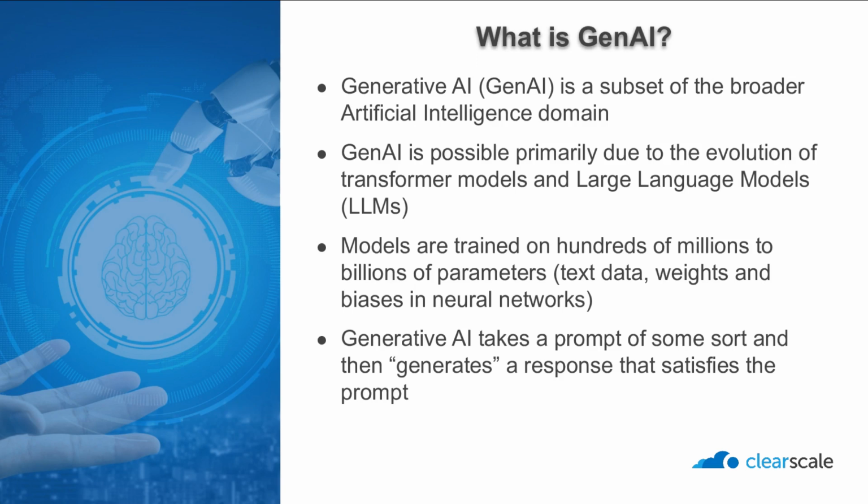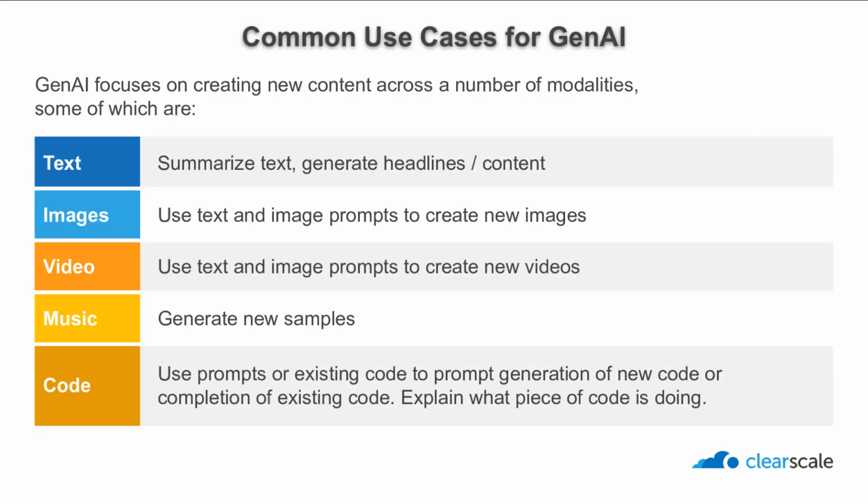And then finally, generative AI takes a prompt of some sort, usually a way for us to interact with the model, to tell it what we're looking for, to quote unquote understand the intent of what we gave it, and then come back with a satisfactory response, something that will complete and satisfy the prompts that we generated for it.